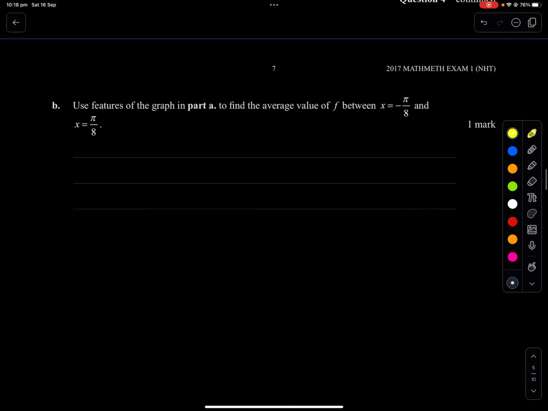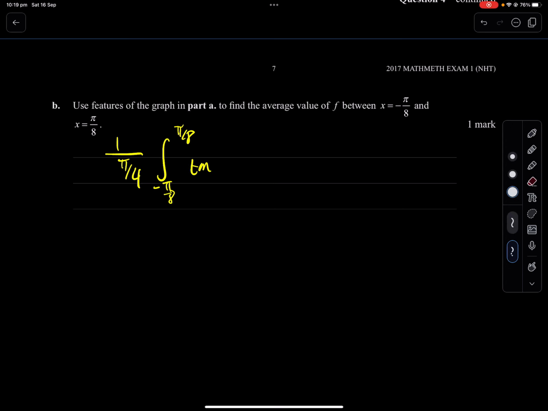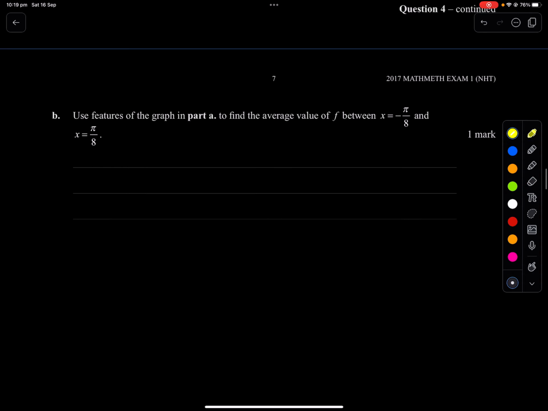Done. Use the features of the graph in part A to find the average value of f between negative pi over 8 and pi over 8. So we know average value is 1 over pi over 8 minus negative pi over 8, which is just pi on 4, times the integral from negative pi on 8 to pi on 8 of f. Oh, yuck. Nah. We're dealing with tan. It's only 1 mark. Absolutely rubbish. So there has to be a way.